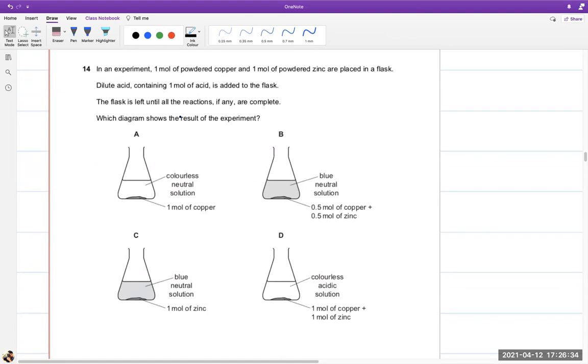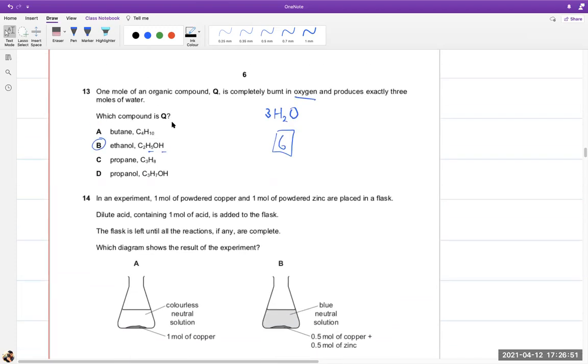In an experiment, 1 mole of powdered copper and 1 mole of powdered zinc are placed in a flask. Just some pieces of information that should come to your mind when we talk about copper and zinc. Which question are you talking about? Question number 13.